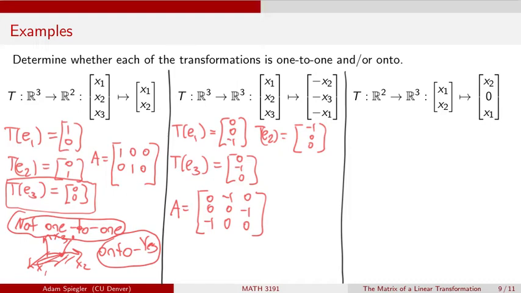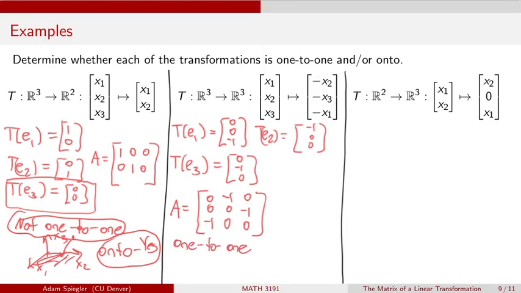And here, you hopefully can look at this map and convince yourself that because the mapping depends on x1, x2, and x3, any two different vectors in the domain are going to get mapped to different vectors in the codomain. So there's no issue about multiple vectors being mapped to the same thing. So this map is indeed one-to-one.